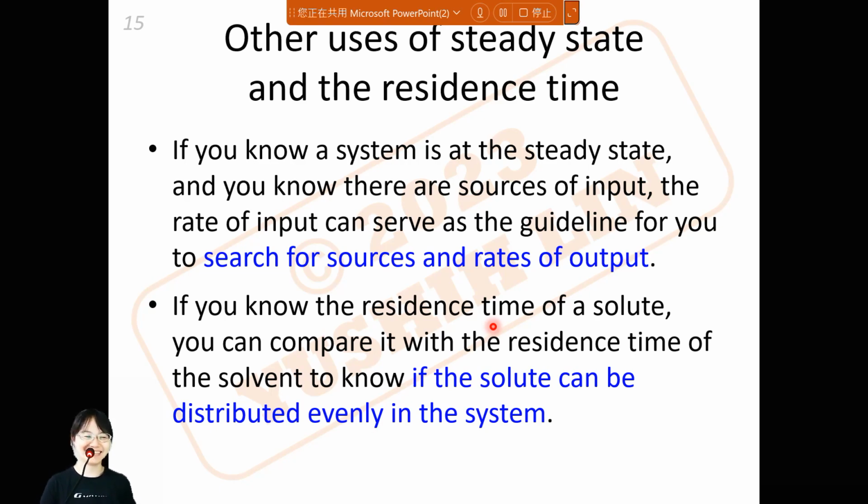Which one? My answer is the residence time of the solute should be longer than the residence time of the solvent, because in this case, the solute can stay in the system after being flushed by the constantly changing solvent for several rounds. After several rounds, the solute should have more homogeneous or even distribution in the system.